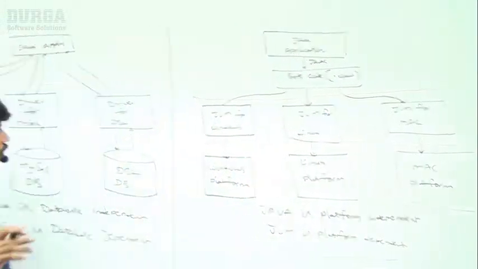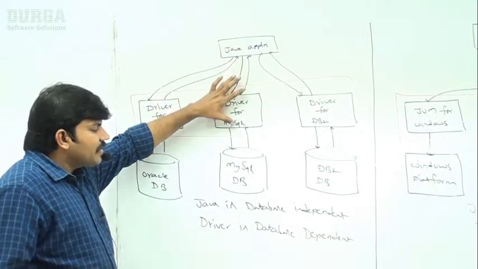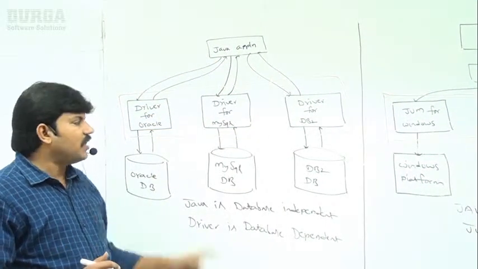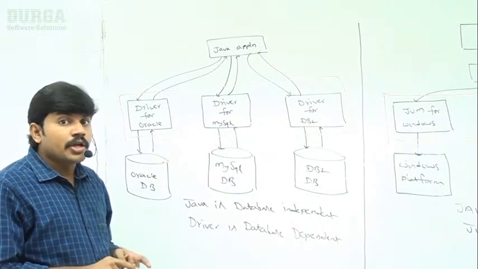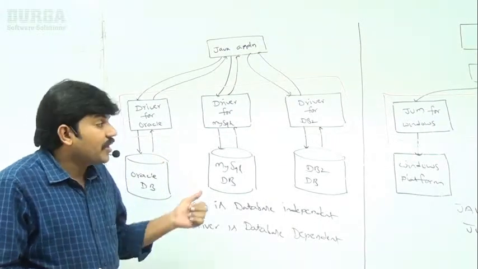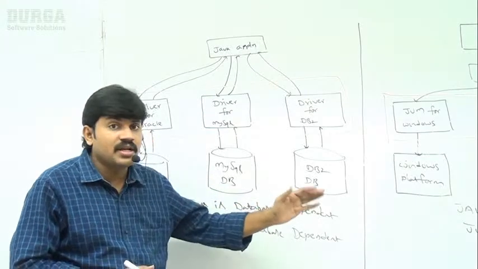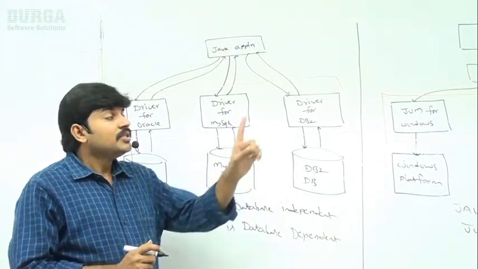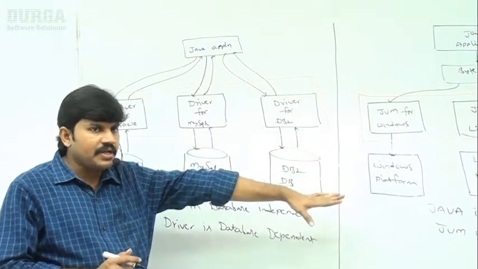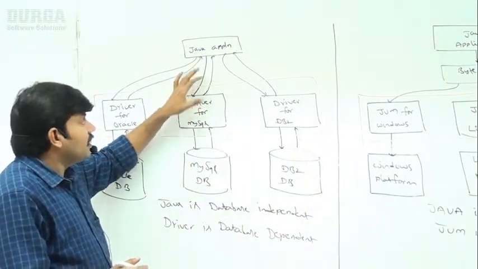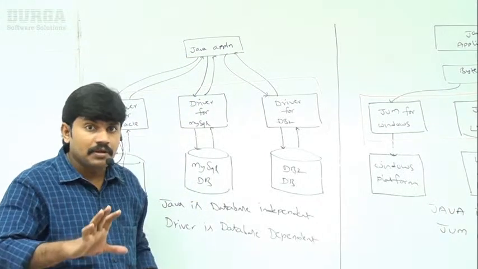Same way, how is Java database independent? Simple, sir, because of driver software. Maybe there is a chance they will ask, can you please explain how Java is database independent? How is Java platform independent? Because of JVM, Java is platform independent. Because of driver software, Java is database independent.